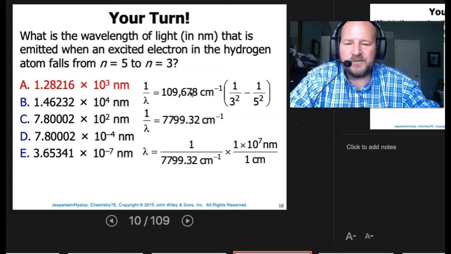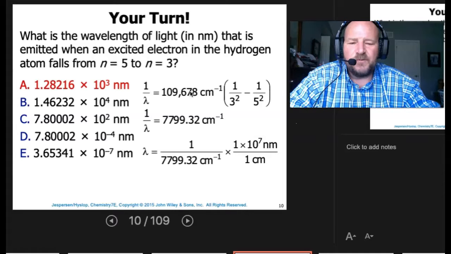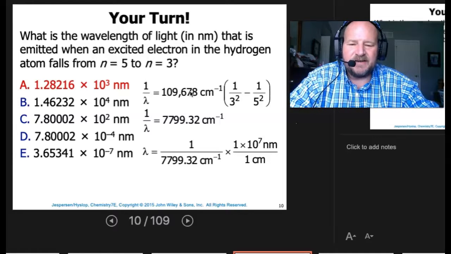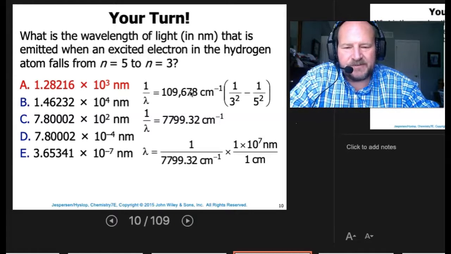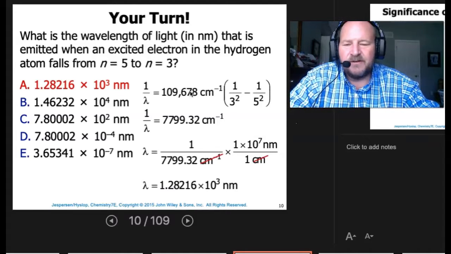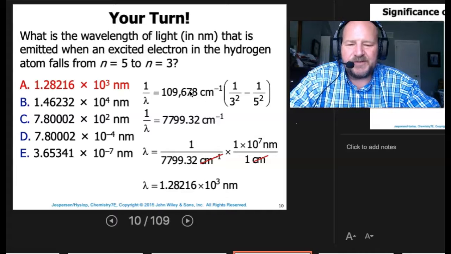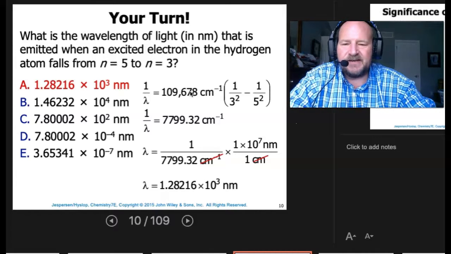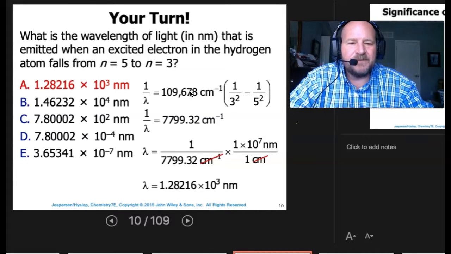Lambda then equals 1 over 7,799, which means it's times 1 times 10 to the 7 nanometers per centimeter to get rid of centimeters, so we're in nanometers. Centimeters cancel out, and so we get 1.28216 times 10 to the third nanometers.